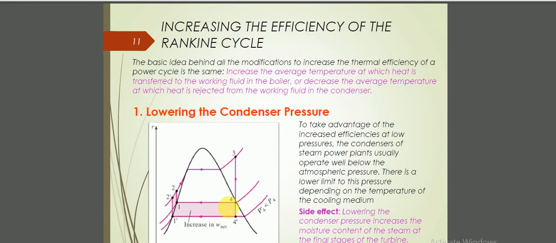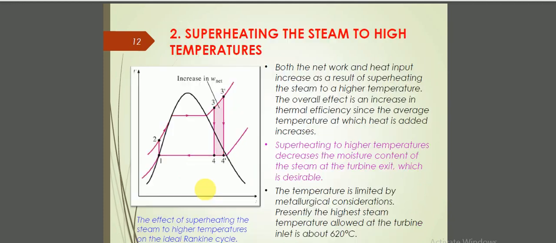Moisture content in the steam increases. If moisture is more, it is harmful for our turbine blades. The next step in increasing the Rankine cycle efficiency is superheating the steam to a high temperature. If we can superheat the steam to a very high temperature, what will happen?